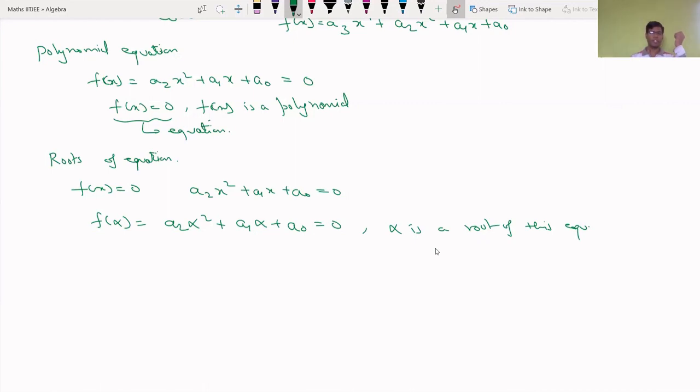Okay, so the next definition we have is solution set.